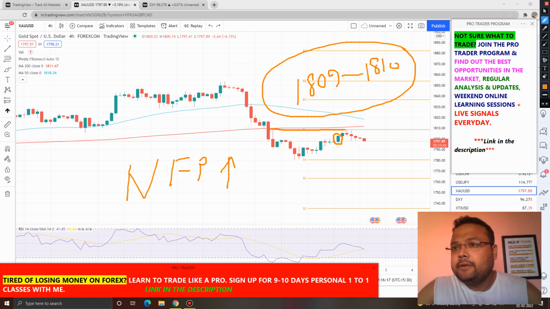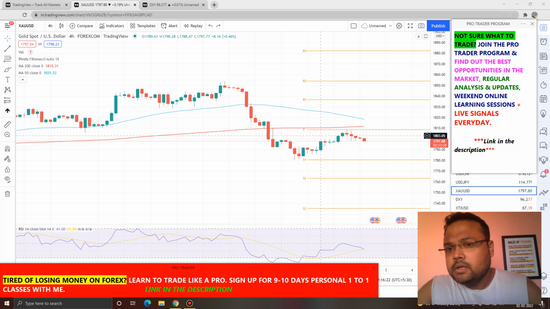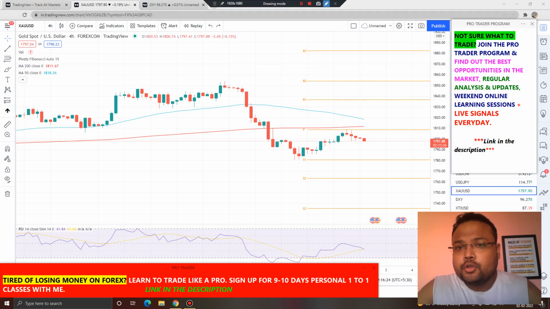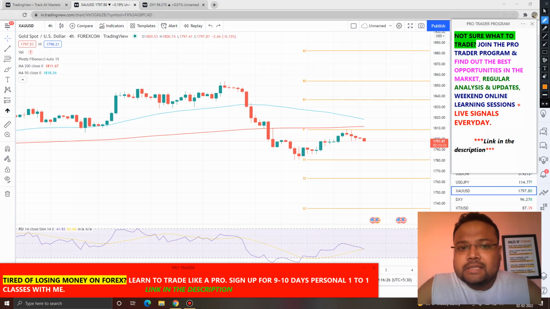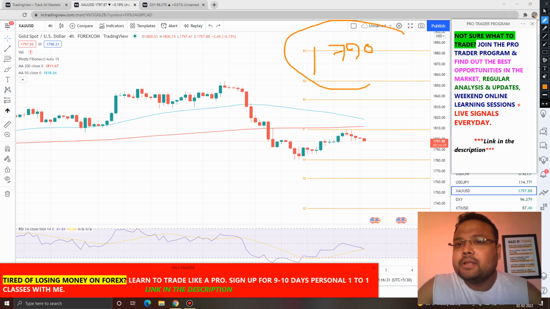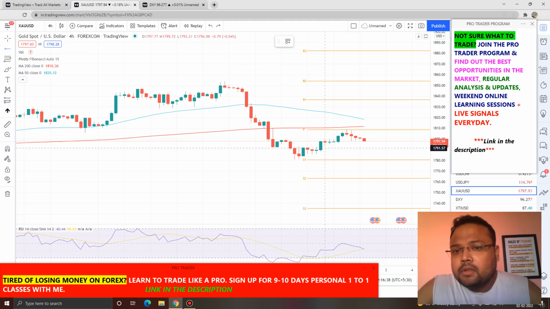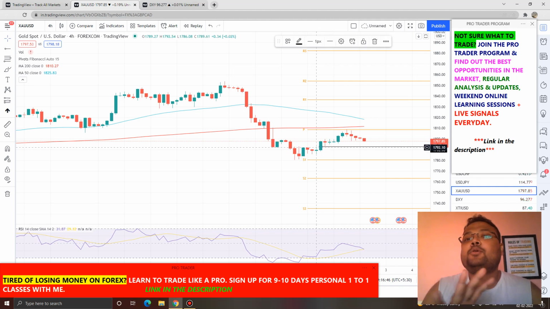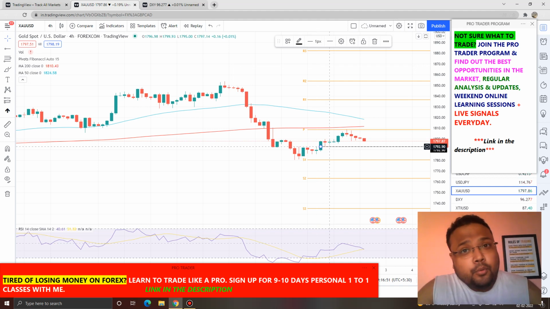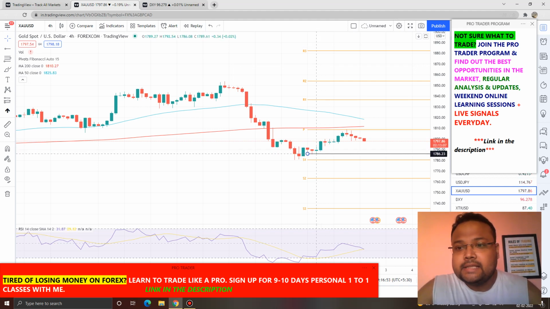And if you look at the downside, do we have any proper support here? No, we do not have. Previously 1790, yes, 1790, if you are a gold trader, then you know about 1790 very well. Previously 1790 was a very strong support for the market, but right now the level is slowly losing its importance. So right now we do not have any proper support at 1790. But the support has shifted to 1786 here.